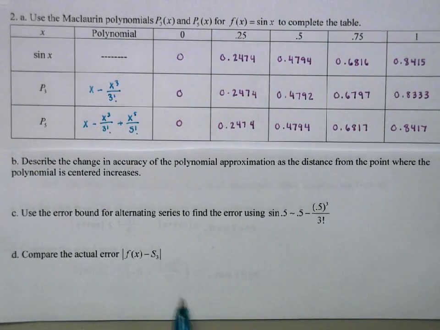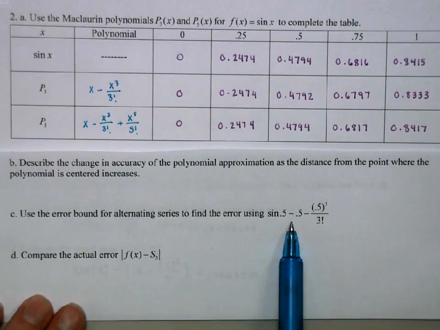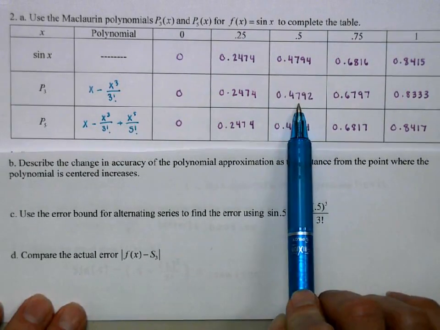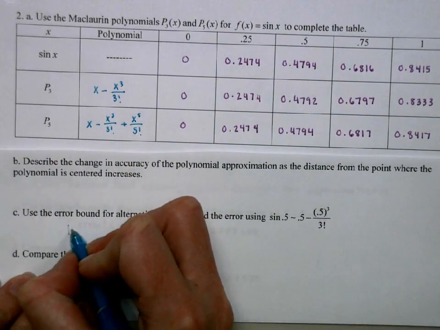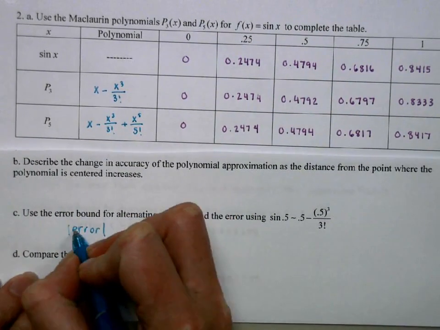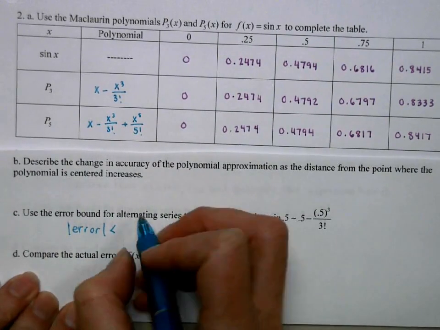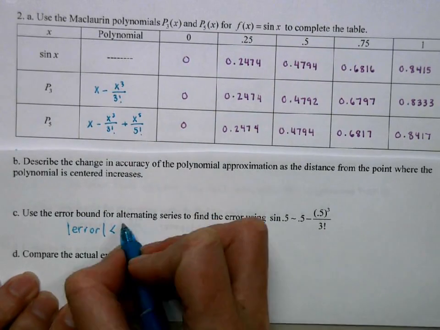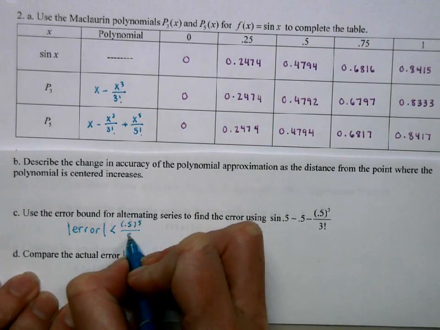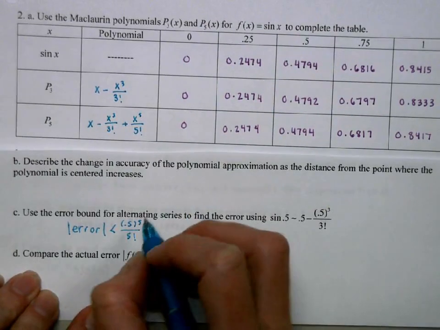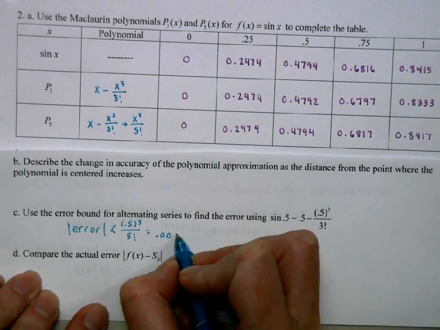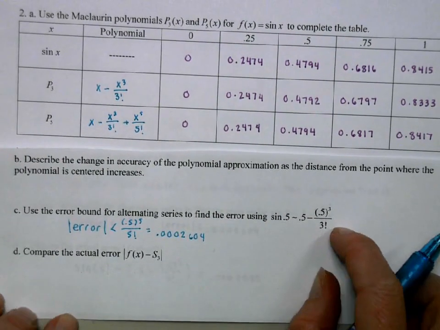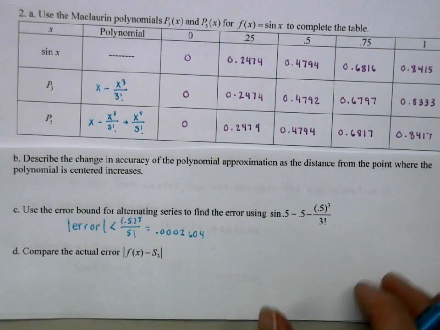So we're going to use the alternating series error bound to find the error of sine of 0.5. We know this is sine of 0.5 using this third degree polynomial. Well, the error must be less than the next term, which would be 0.5 to the 5th over 5 factorial, which gets us a value of 0.002604. So this is okay, but we can find better.